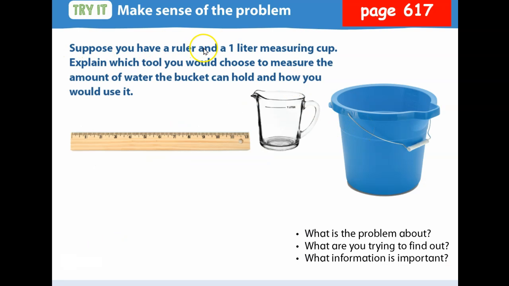It says suppose you have a ruler and a 1 liter measuring cup. Explain which tool you could use to measure the amount of water the bucket can hold and how would you use it. What is the problem about? Yes, which is called volume, right? So which one of these am I going to use? Which tool, a ruler or the measuring cup?